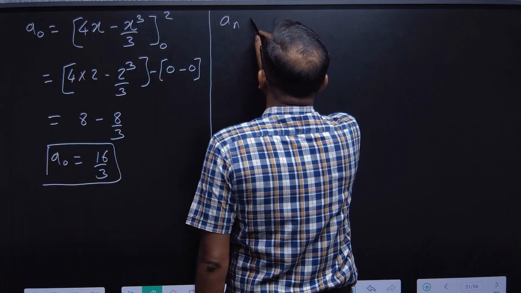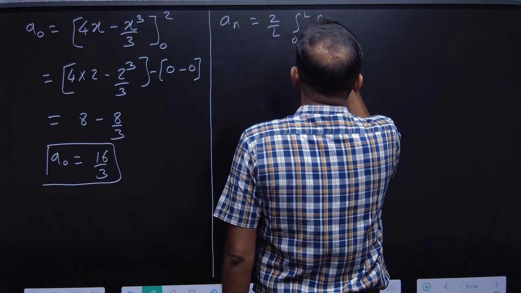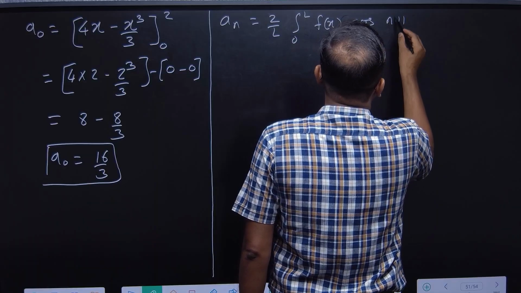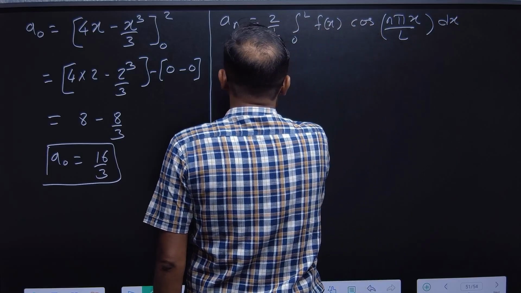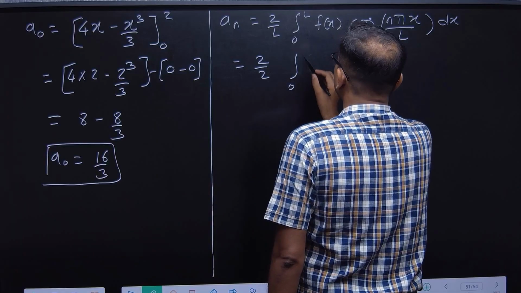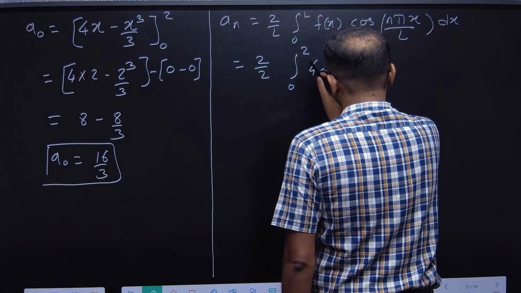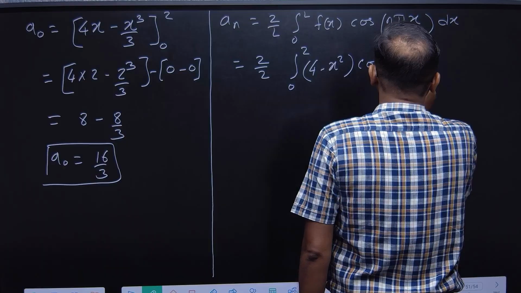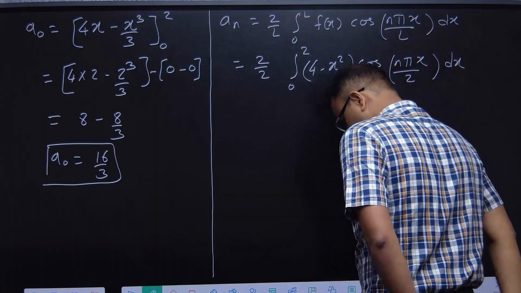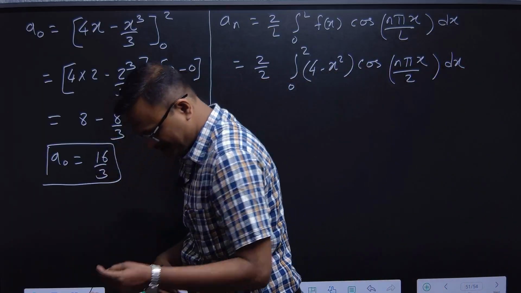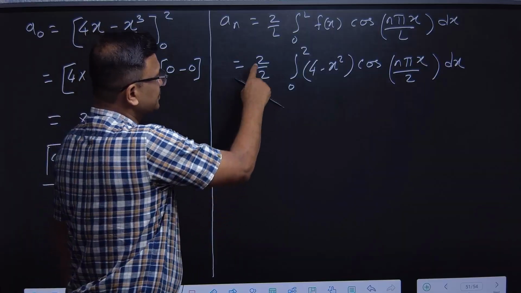See, the formula to find an we know is 2 upon L integration 0 to L of f of x into cos of n pi x upon L dx. We know in our case L is 2, limits of the integration are 0 to 2, f of x is 4 minus x square into this cos of n pi x upon 2 dx. Now we'll solve the integration. This 2 by 2 is 1.